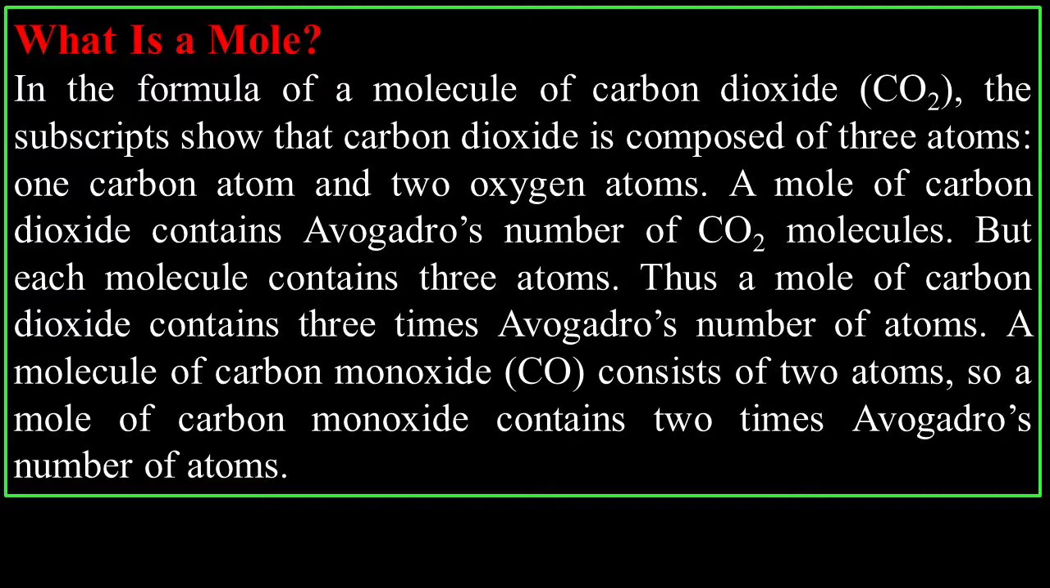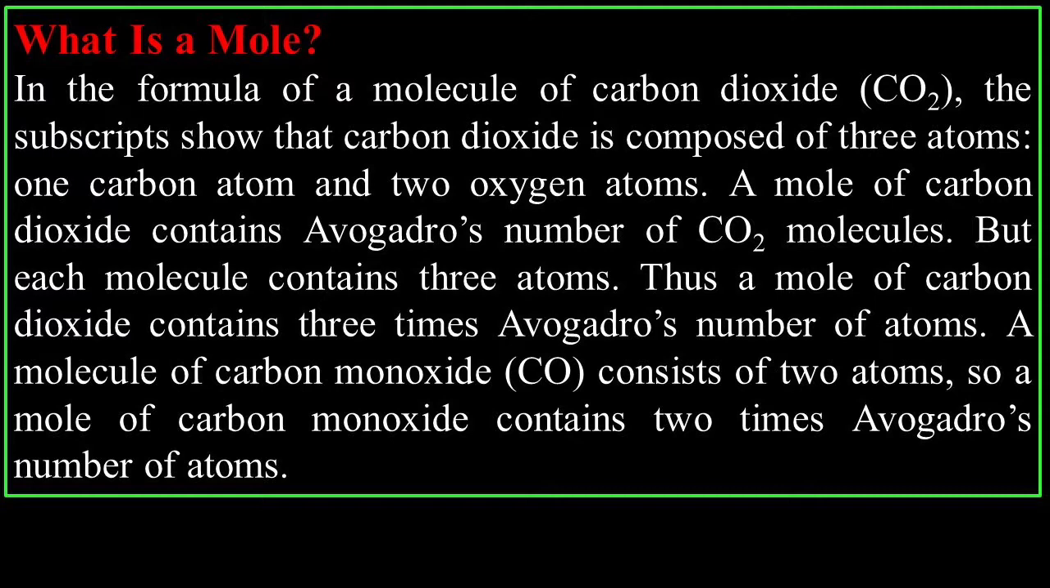What is a mole? In the formula of a molecule of carbon dioxide, the subscripts show that carbon dioxide is composed of 3 atoms, 1 carbon atom and 2 oxygen atoms. A mole of carbon dioxide contains Avogadro's number of carbon dioxide molecules, but each molecule contains 3 atoms. Thus, a mole of carbon dioxide contains 3 times Avogadro's number of atoms. A molecule of carbon monoxide, CO, consists of 2 atoms. So, a mole of carbon monoxide contains 2 times Avogadro's number of atoms.